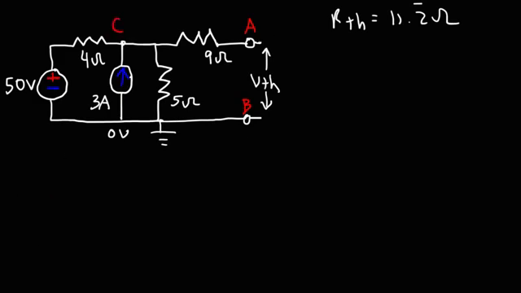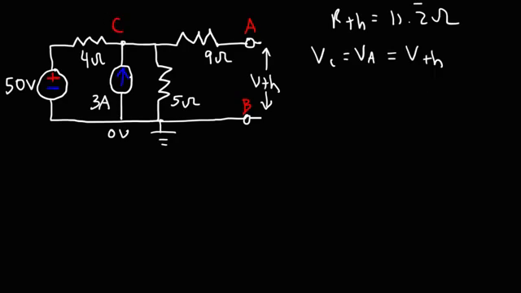Now because we have an open circuit here after we remove the load resistor, there's no current flowing through the 9 ohm resistor. If there's no current flowing through it, there is no voltage drop across the 9 ohm resistor, which means that VC is equivalent to VA. And since VB is 0, the Thevenin voltage will be equal to VA. So if we can find VC, then in this example, that's going to equal the Thevenin voltage.